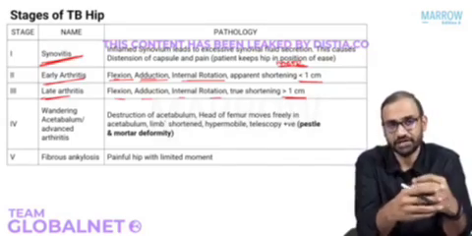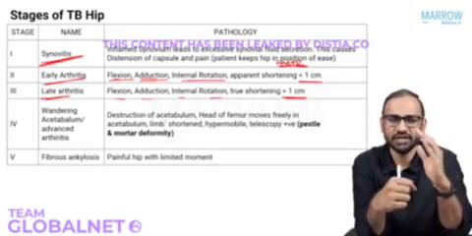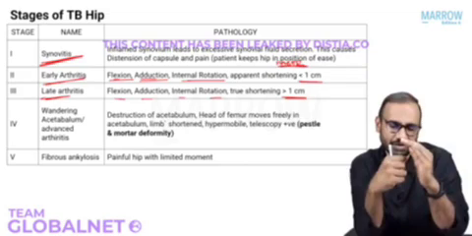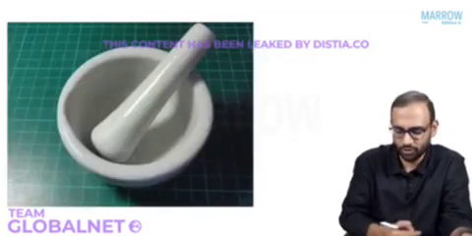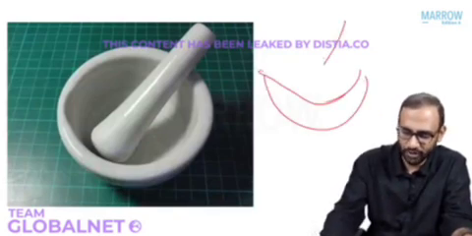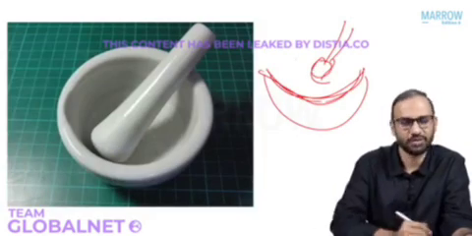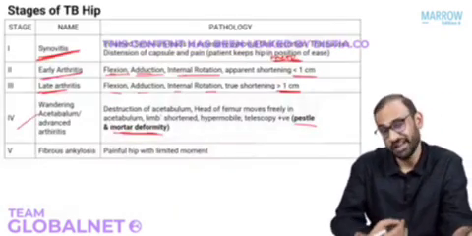In advanced arthritis, the head is almost completely destroyed and it will appear as if a large acetabulum holds a small head. This has been described as a pestle and mortar deformity. So pestle and mortar, if you don't know, is something like this, right? So this is your pestle and mortar deformity. It looks like the acetabulum is large and the head of femur is small because the head of femur is completely destroyed. This is the stage of advanced arthritis.